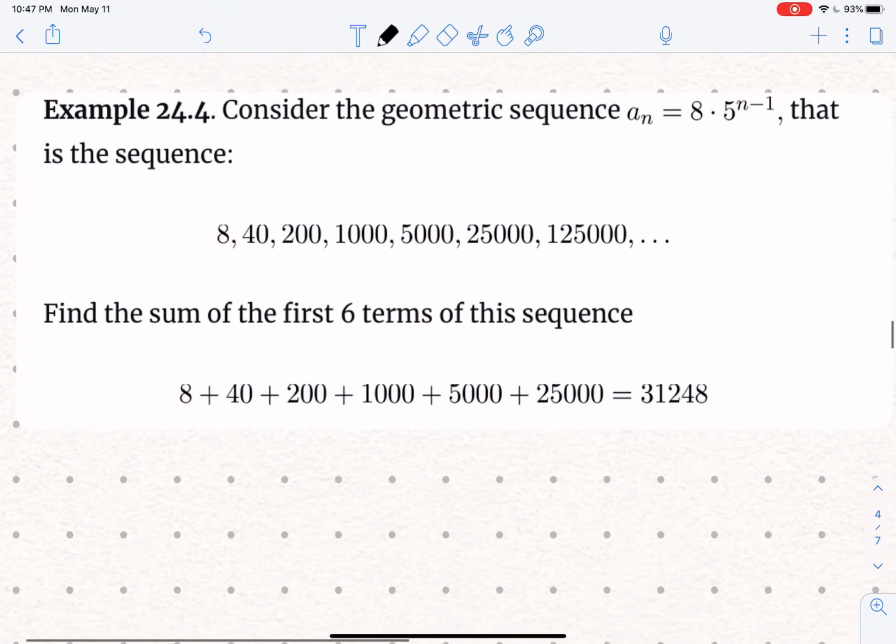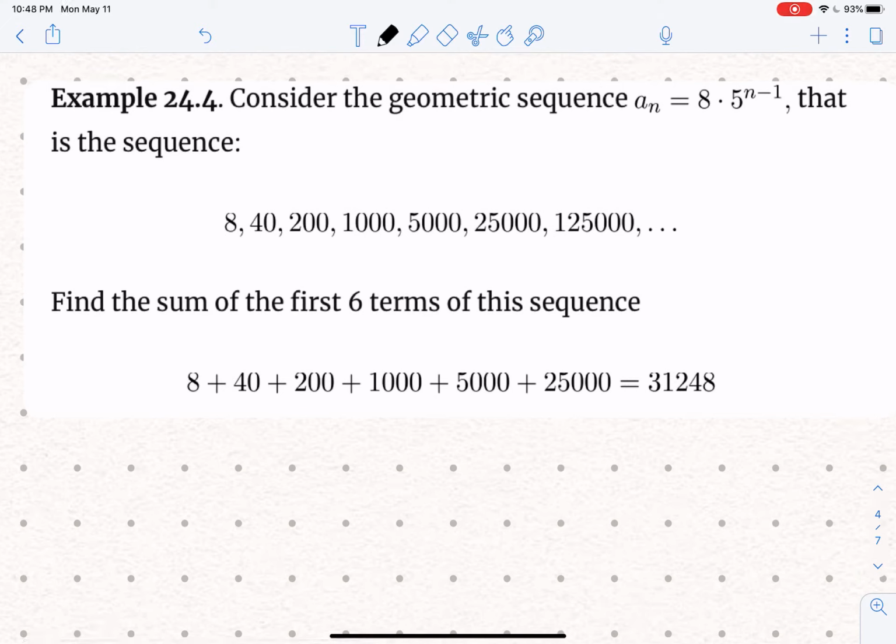Consider the geometric sequence given by a_n = 8 times 5^(n-1). If you list it out, the sequence looks like this: 8, and we multiply by 5 and get 40, multiply by 5 and get 200, multiply by 5 and get 1,000, and so on: 5,000, 25,000, 125,000. It's getting big fairly fast. The real question is: find the sum of the first 6 terms of the sequence.